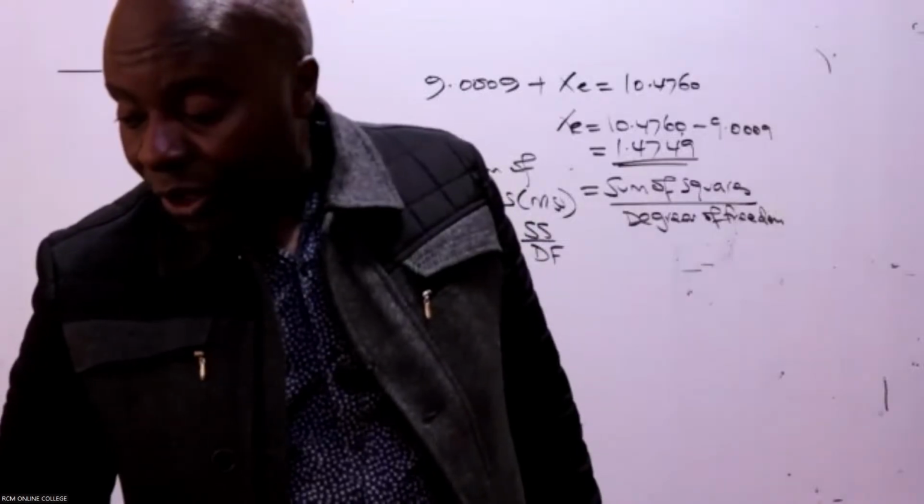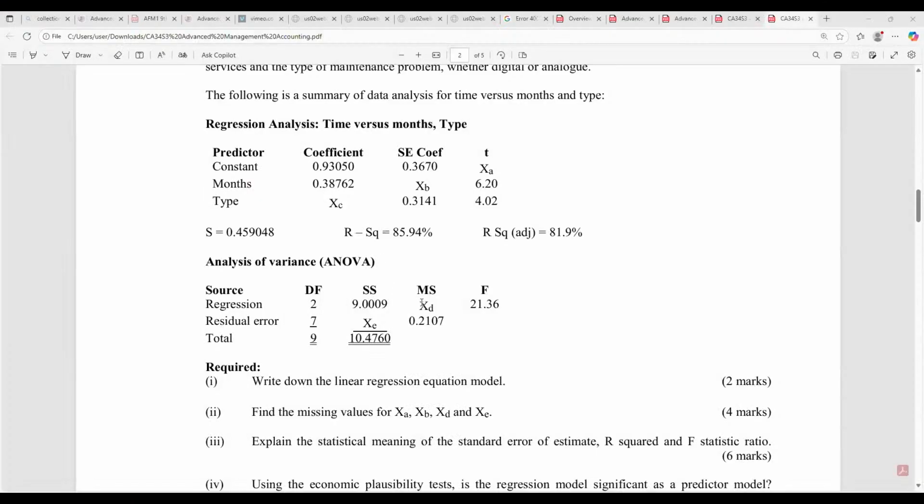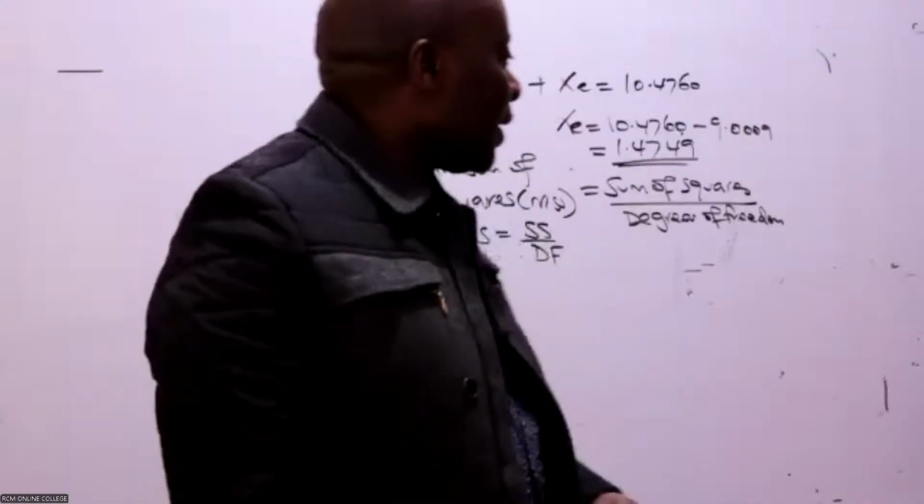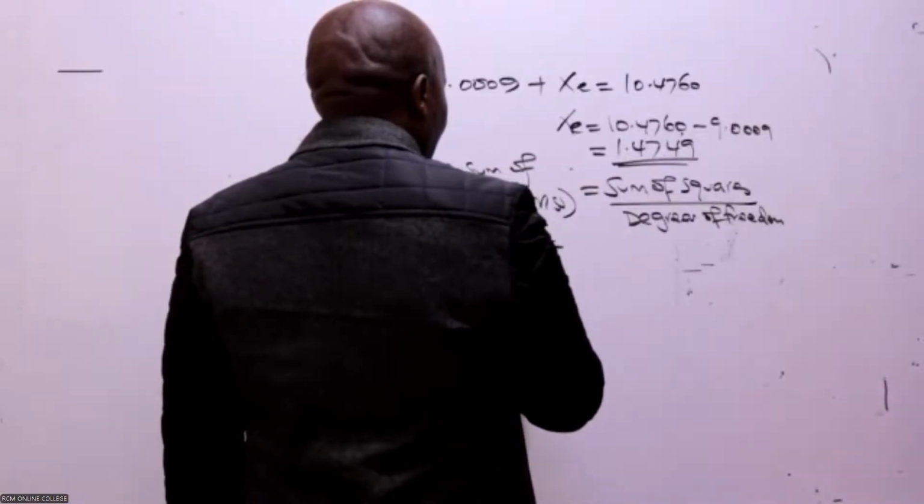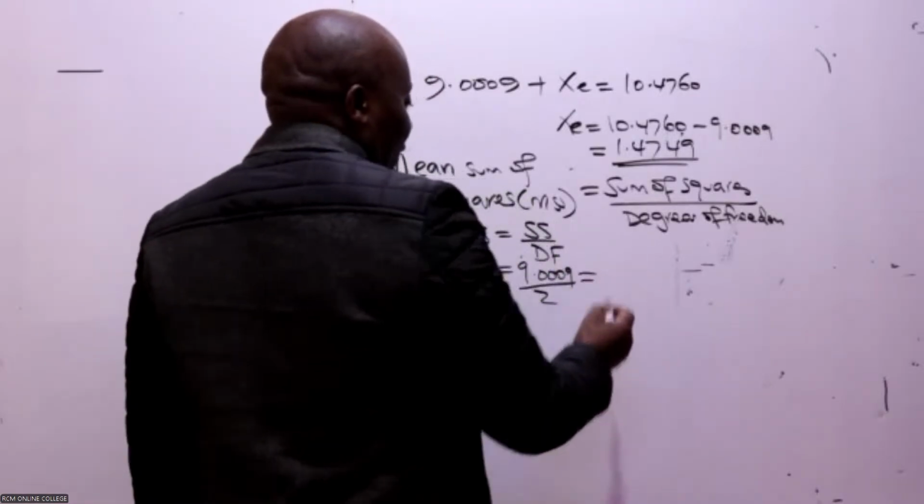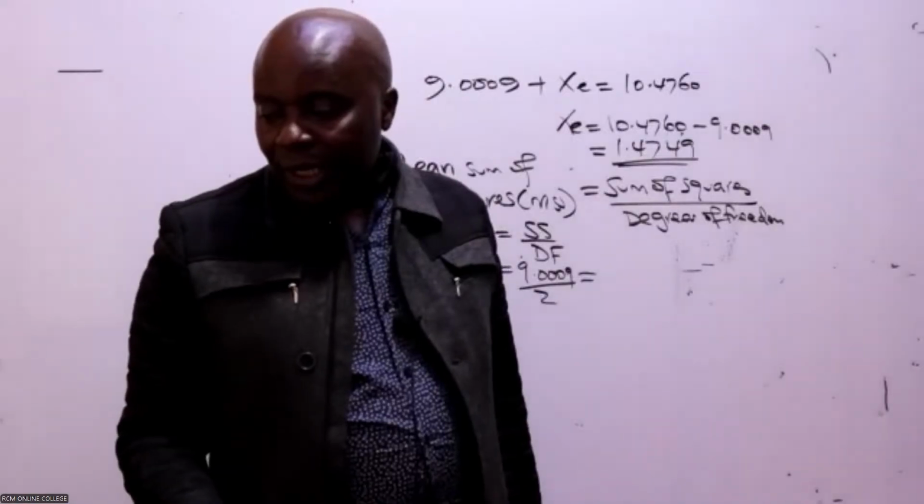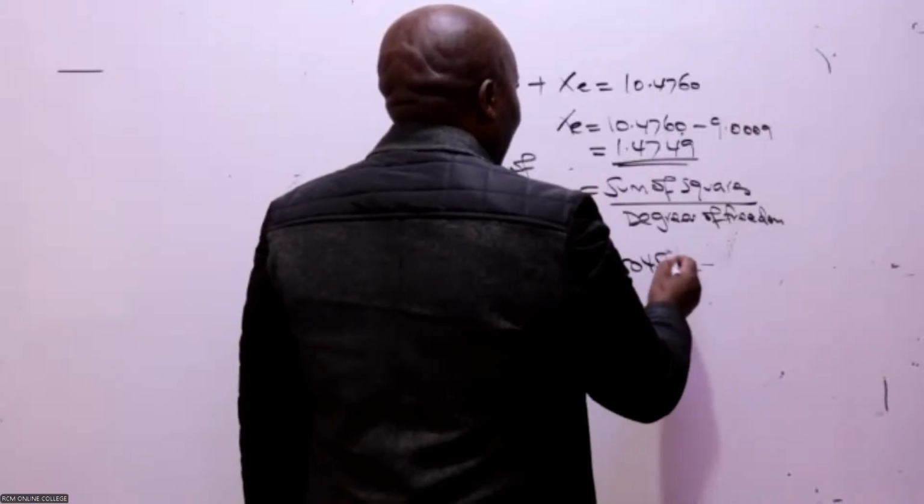So if you look at this question very well, ladies and gentlemen, you will be able to see that MS, mean sum of squares, is what is required. So XD will be 9.0009 divided by 2. This XD is the MSS. It will be 9.0009 over 2 degrees of freedom, which somebody has been able to give us as 4.5045. Thank you so much.